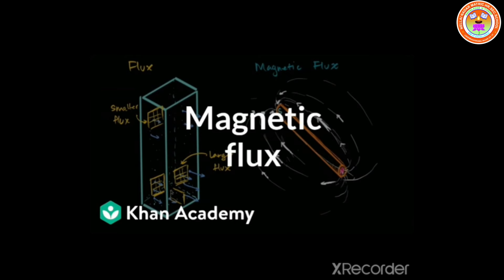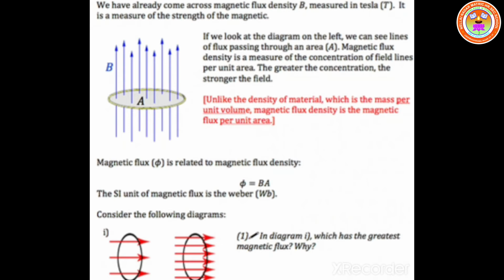Now we are going to discuss magnetic flux. Magnetic flux is the number of magnetic field lines passing through a given area. It is denoted by the symbol phi and its unit is Weber. The picture shows the magnetic flux. Look at the diagram here.